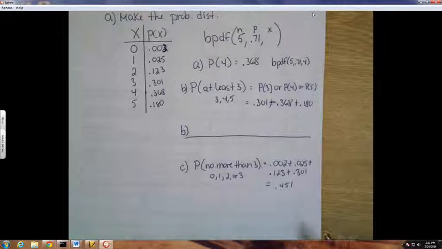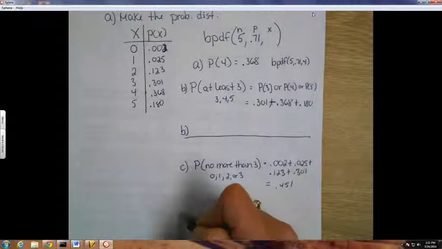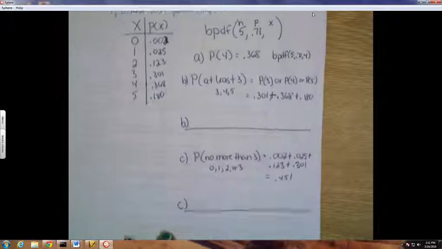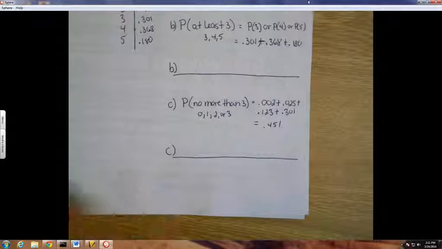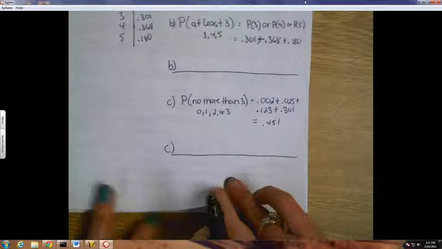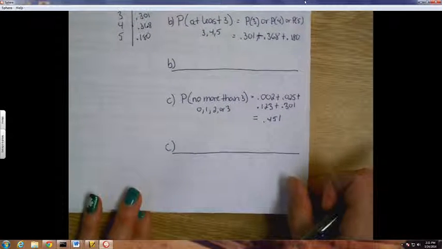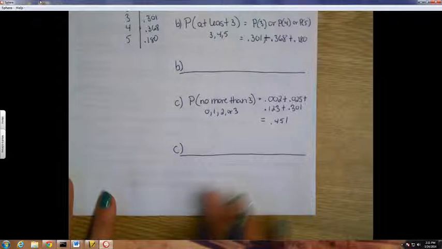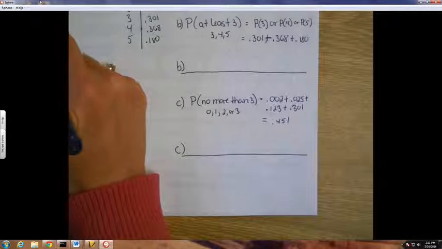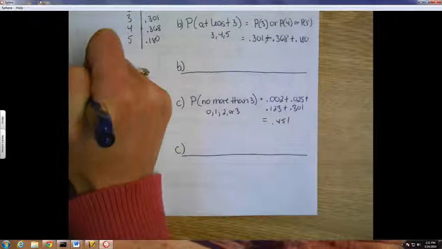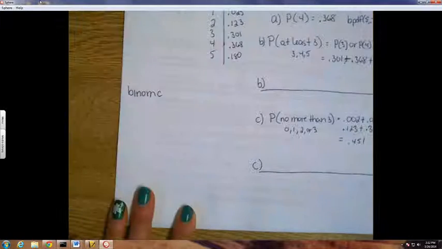So we do have a shortcut. That's that binomial PDF. So leave a line for C. We're going to redo C with our shortcut here in a minute. I'm going to come back to these after I show you the shortcut. You can write yours down below, or I'm going to go off to the side here. I'm going to explain to you binomial CDF.